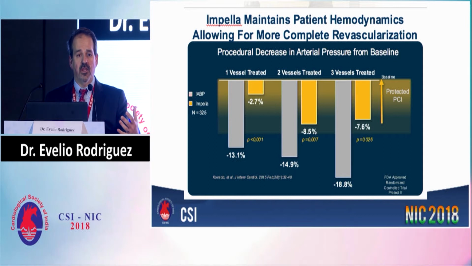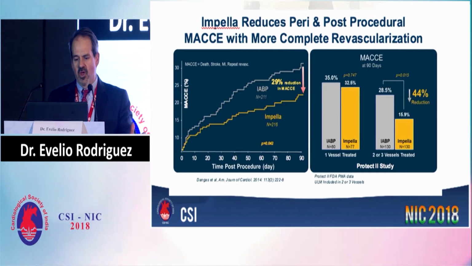The other important effect of having mechanical support is that it allows you to complete the procedure. So since you have more stability, you can move from taking care of 1 vessel, 2 vessels, and 3 vessels. So when you look at the studies compared to an intra-aortic balloon pump, you were able to do more complete revascularization, and maybe that's why you have seen that later on there may be some benefit in MACE related to that more complete revascularization, which is kind of what we have seen in the surgical world.